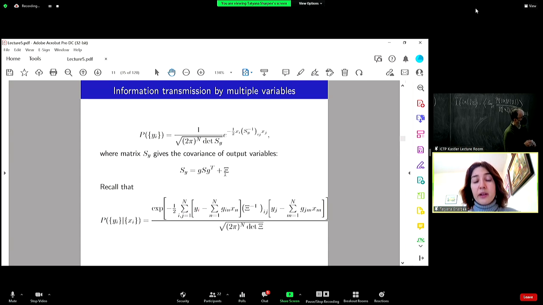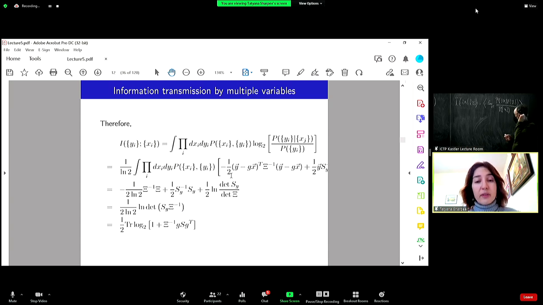Maybe it is useful to derive this covariance matrix of the output signal. Is it clear?